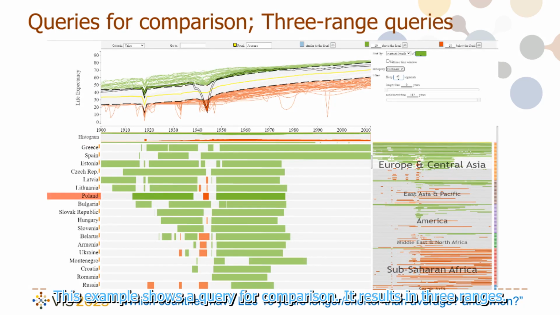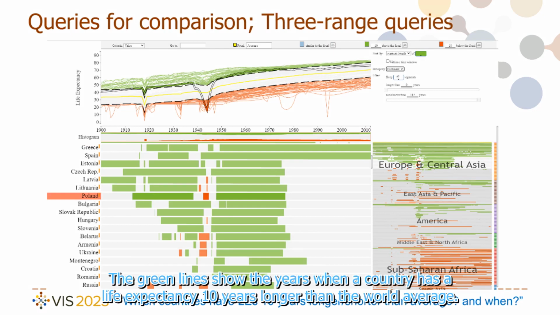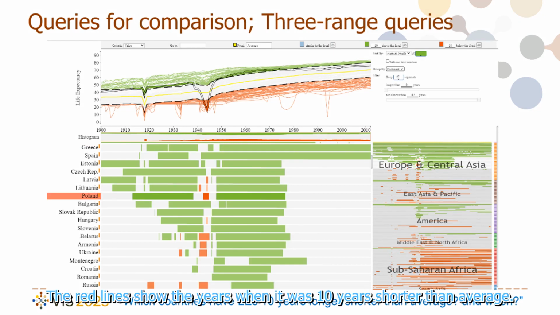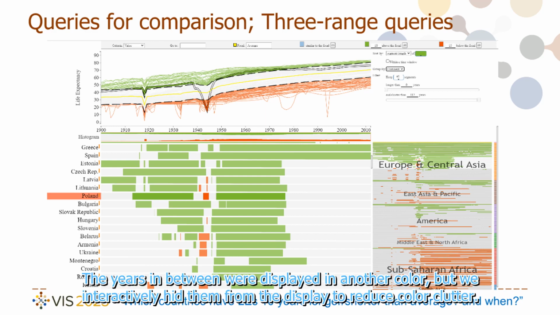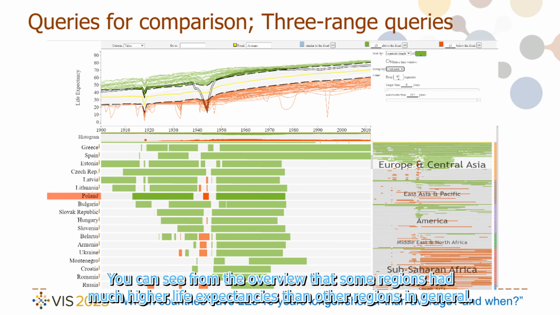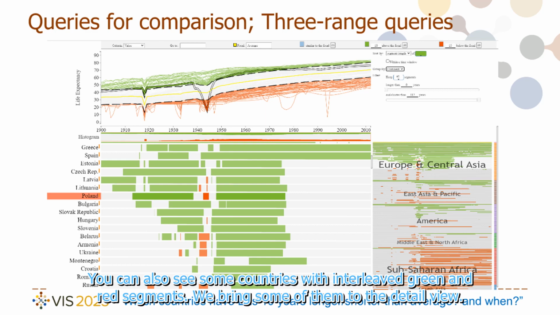This example shows a query for comparison. It results in 3 ranges. The green lines show the years when a country has a life expectancy 10 years longer than the world average. The red lines show the years when it was 10 years shorter than average. The years in between were displayed in another color, but we interactively hid them from the display to reduce color clutter. You can see from the overview that some regions had much higher life expectancies than other regions in general. You can also see some countries with interleaved green and red segments.